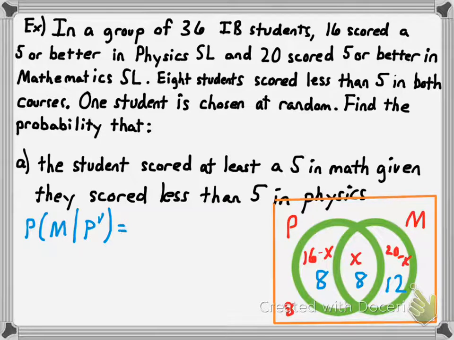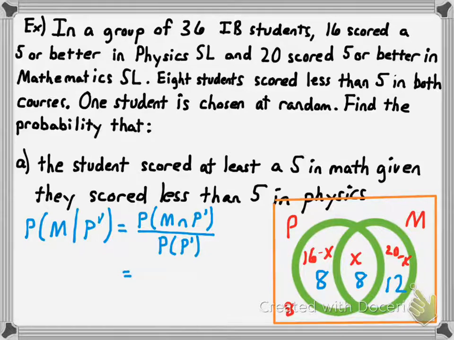And so using our conditional probability formula, what we need to do is find the probability that both of these things occur, that someone scores a 5 or better in math and they do not score a 5 or better in physics. And we want to divide that by the probability that they don't score a 5 in physics. You always divide by the probability of the given event.